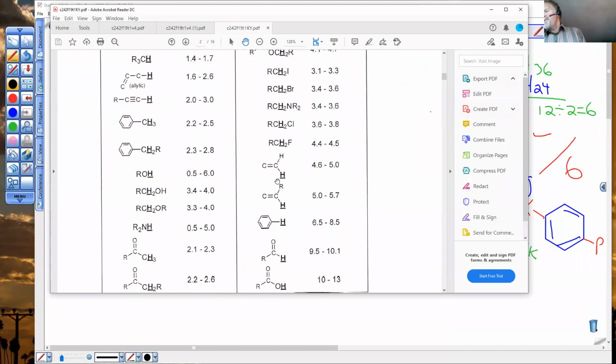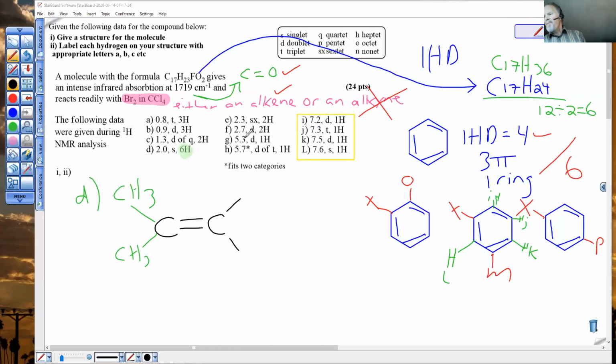Alkene H's, there's two varieties. There's the internal alkene down here, around 5.3. And there's the terminal alkene, which means it's at the end of a chain, 4.7. I think the first one fits better. Internal alkene hydrogen, 5.3. 5.3, doublet, 1H. One alkene hydrogen.